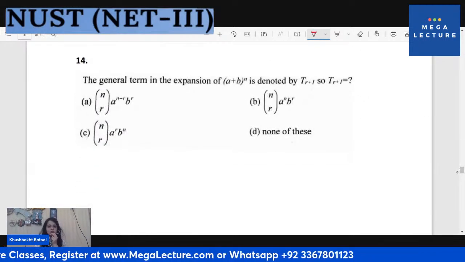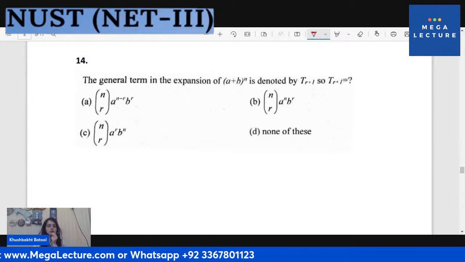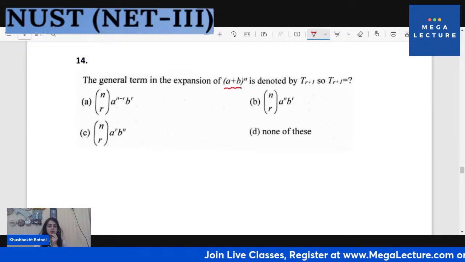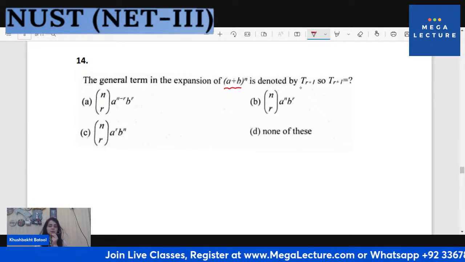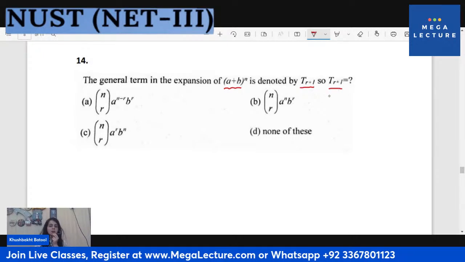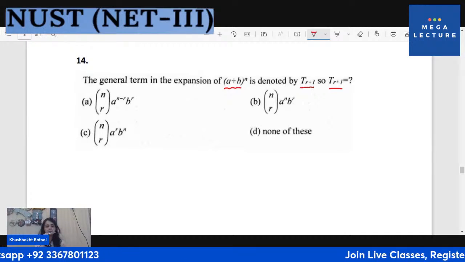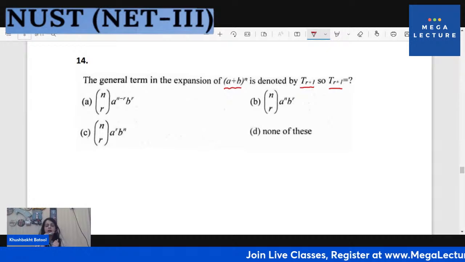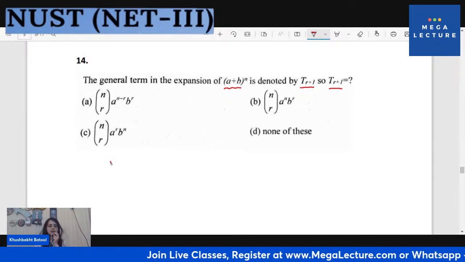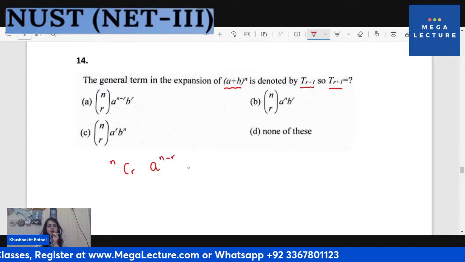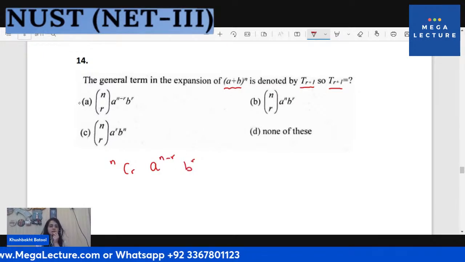All right, let's talk about the next question. Okay, so it is the 14th question, and it says the general term in the expansion of (a plus b) power n is denoted by t(r plus 1). So t(r plus 1) is equal to. Now imagine that you are trying to find the general formula for this binomial expansion, and we know the general formula is basically nCr a power (n minus r) b power r. So the answer is going to be A.